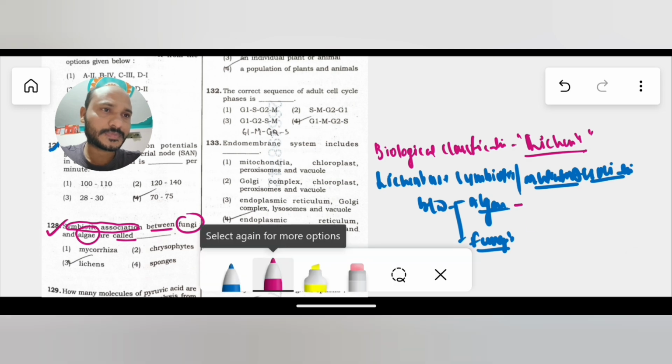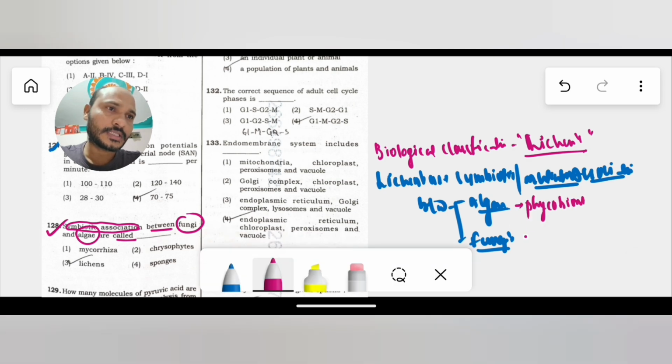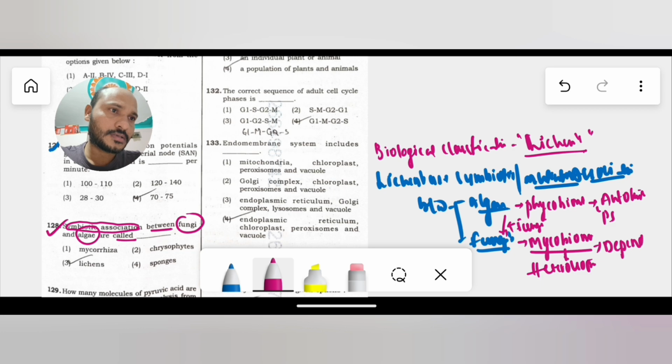In lichens, the algal component is called the phycobiont and the fungal component is called the mycobiont. These algae are autotrophic in nature, hence they prepare their own food by photosynthesis and provide the prepared food to the fungi. Coming to the mycobiont or fungi, they are heterotrophs, meaning they don't prepare their own food. They depend on the algae for food. In turn, the fungi provide shelter, water and mineral nutrients to the algae.